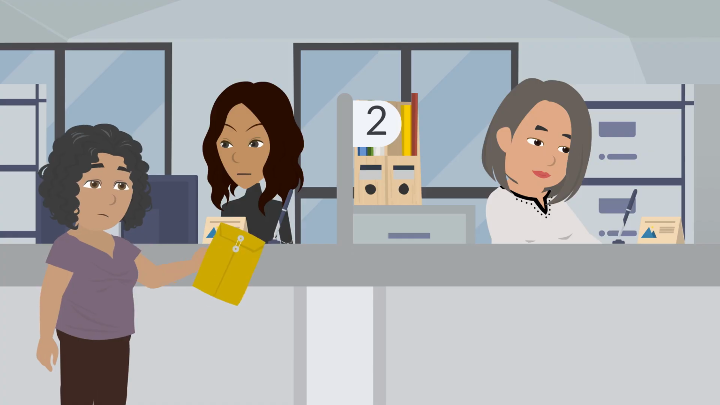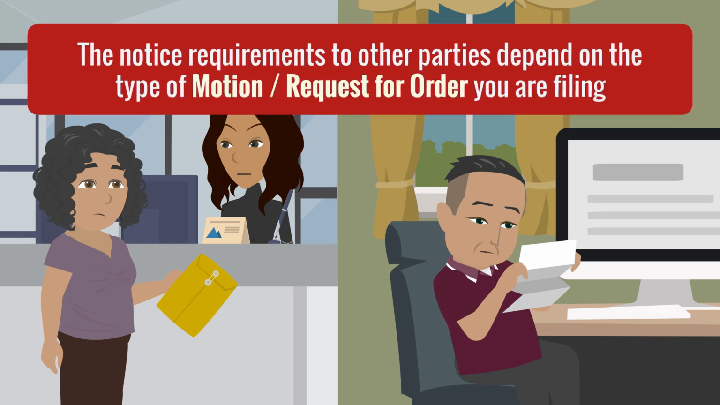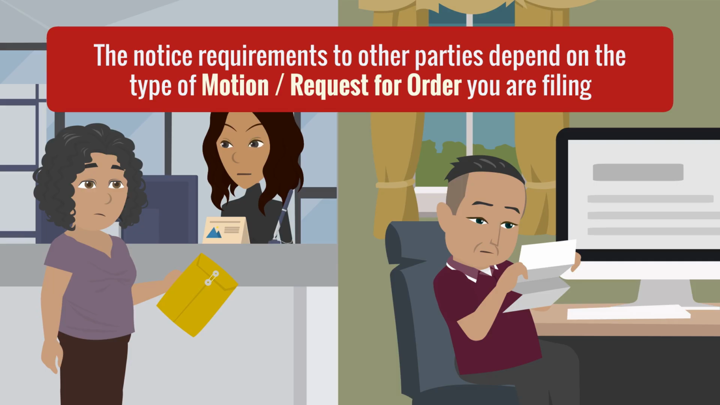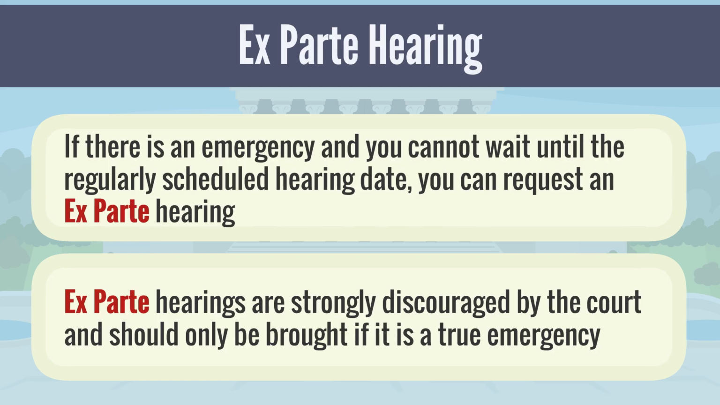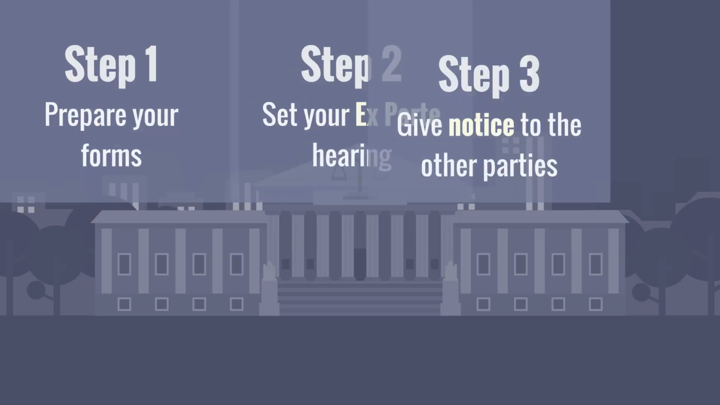To ask the court to make orders, you have to file a motion or request for order and give notice to the other parties in the case. The notice requirements to the other parties vary depending on the type of motion or request for order you are filing. If there is an emergency and you cannot wait until the regularly scheduled hearing date, you can request an ex parte hearing. Ex parte hearings are strongly discouraged by the court and should only be brought if it is a true emergency. There are certain rules and procedures that must be followed for an ex parte hearing.